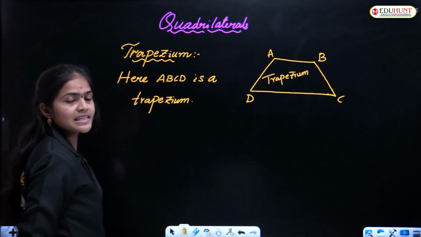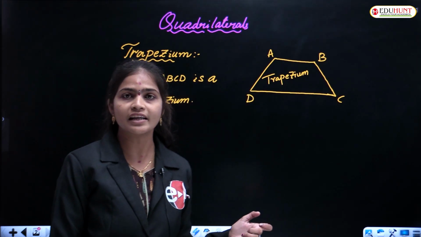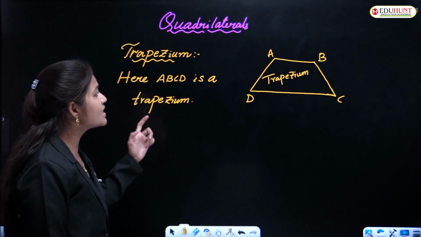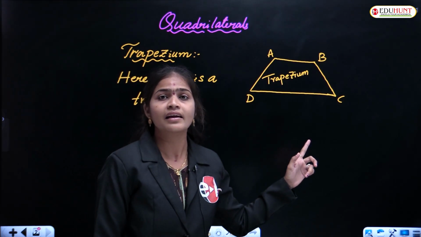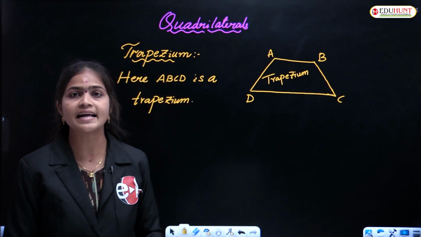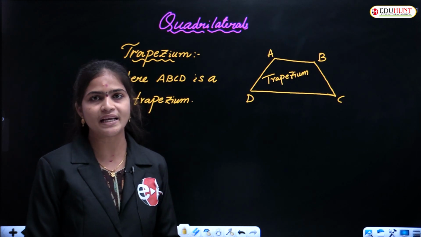Once again, see the definition. Why am I repeating the definitions? Because they are very important, as well as the properties. So listen carefully. What is the definition of the trapezium? A quadrilateral in which at least one pair of opposite sides is parallel, then we will call that quadrilateral a trapezium.